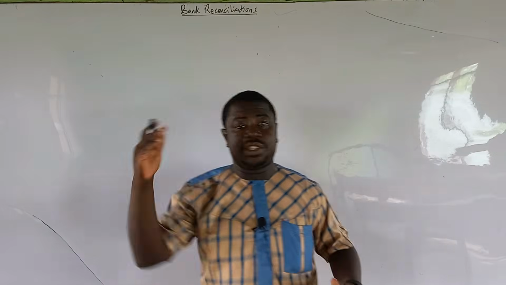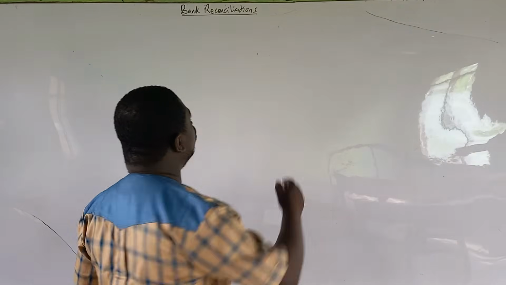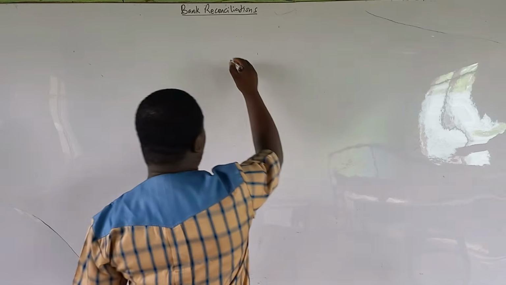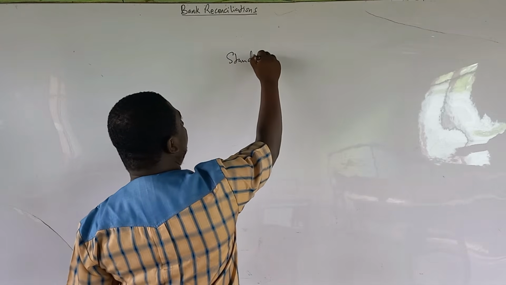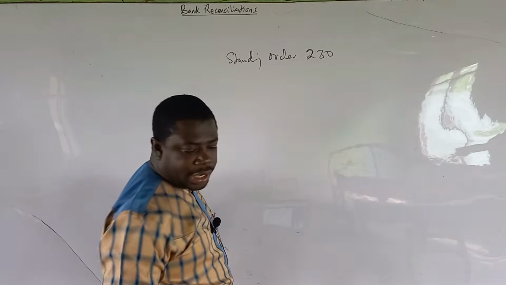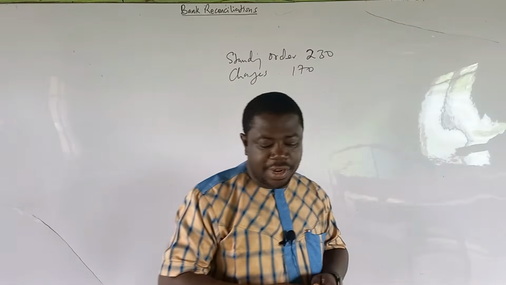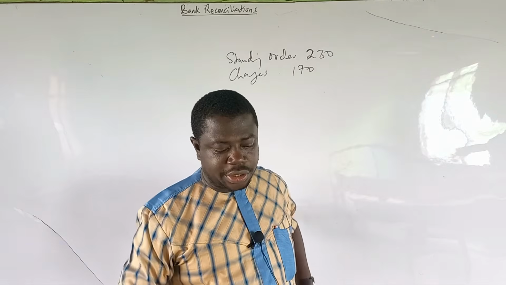That is why standing order is on the credit side, because it's on the debit side of the bank statement. So we have discovered a standing order of 230. Now let us also move on. The next one is charges of 170. So that is also not there because we have exhausted. So you see that the charges of 170 is also not on the credit of the cash book.